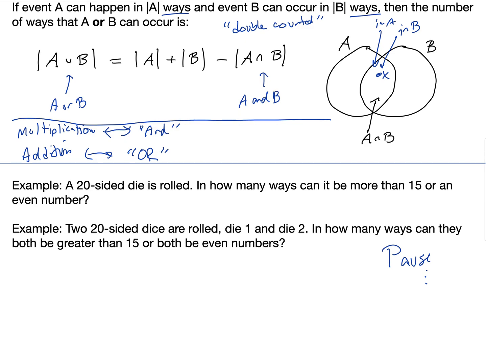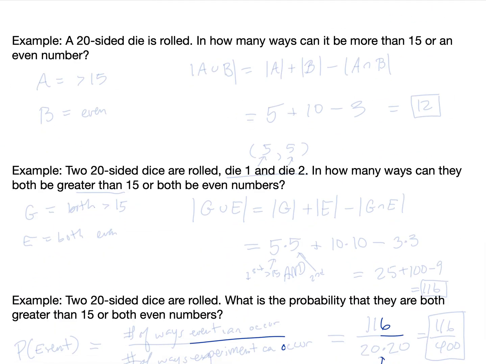A 20-sided die is rolled. In how many ways can it be more than 15 or an even number? Let's let A be greater than 15, and let's let B be the event that the die is an even number.